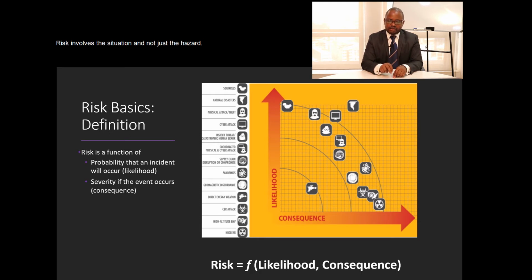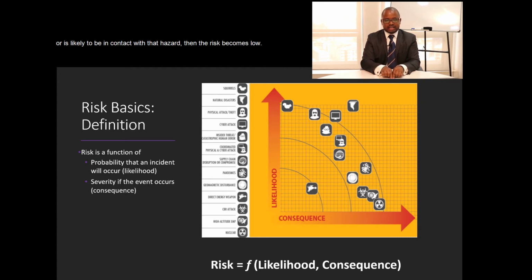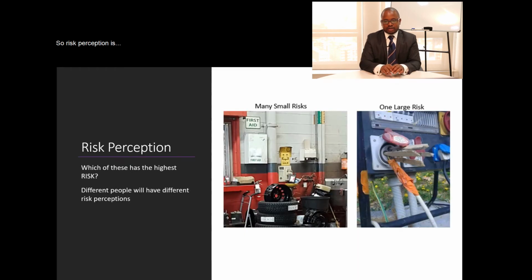Risk involves the situation and not just the hazard. The hazard is anything that can cause you harm. But if the situation is such that no person is going to be in contact or is likely to be in contact with that hazard, then the risk becomes low. But if the situation is such that there is a likelihood of someone coming in contact with the hazard, then the risk goes high.